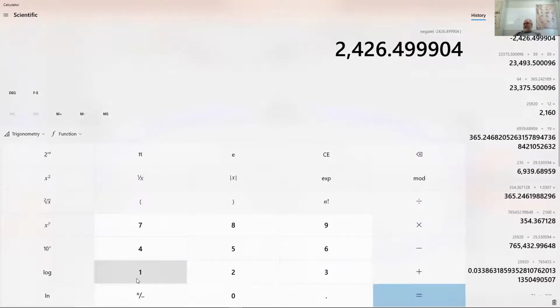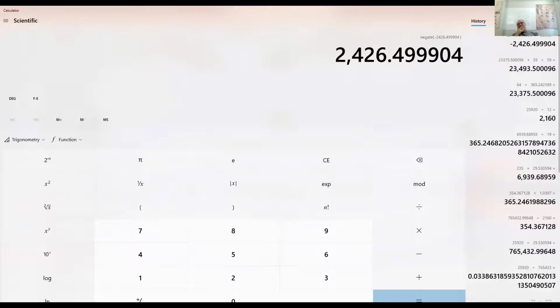So what are we seeing here with this number? And anybody notice what we're seeing? It's pretty close to the number. It's only 2426 off from 25920. Correct?